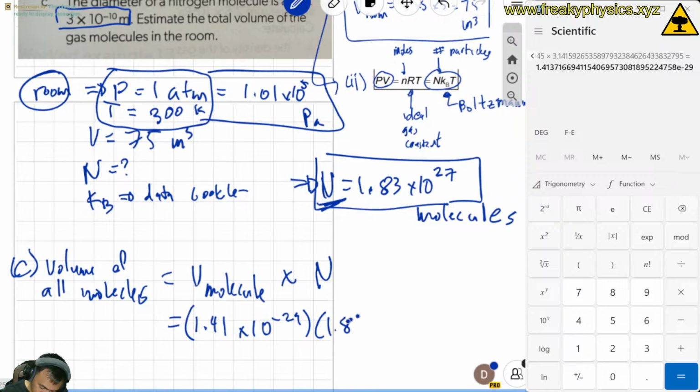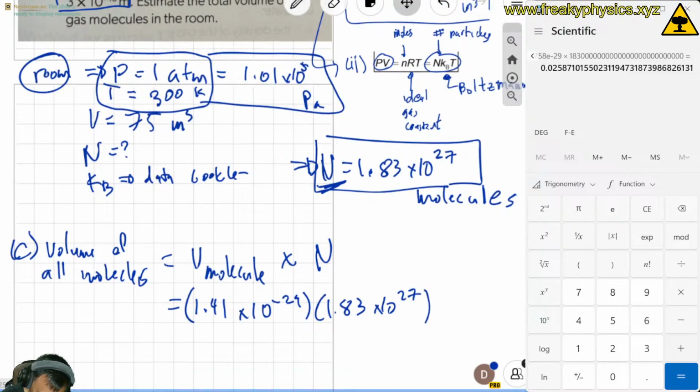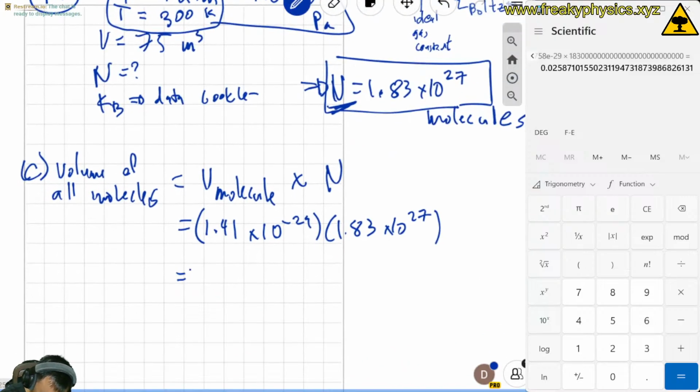And our N is 1.83 times 10 to the 27. Okay, so multiplying by 1.83 exponent 27, what do we get? We get 0.0258, or 2.59, that would be better, 2.59 times 10 to the minus 2 cubic meters.